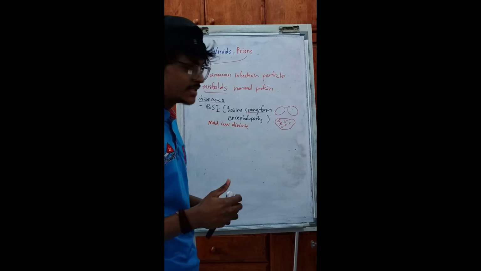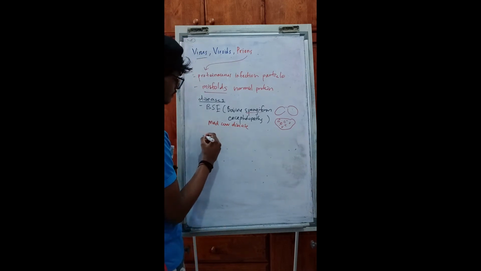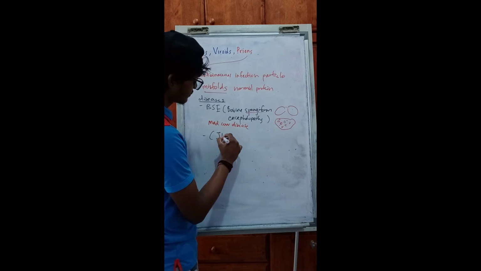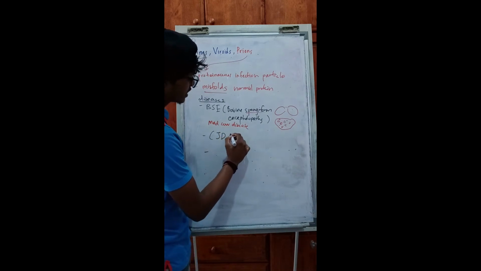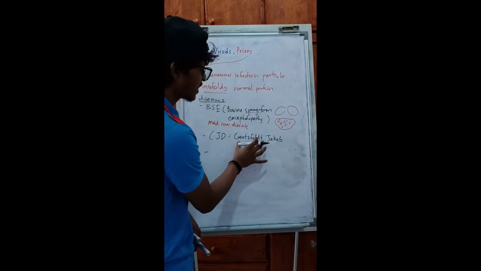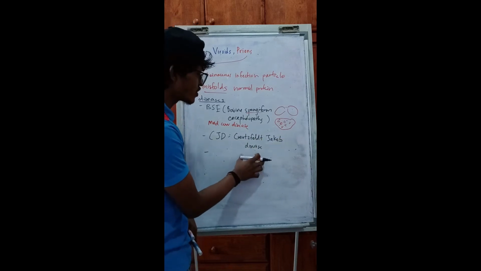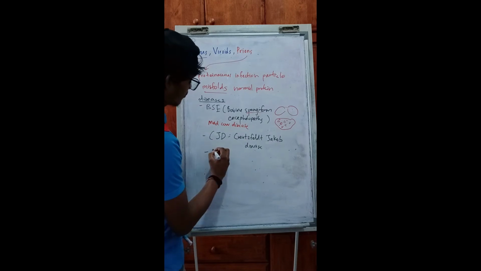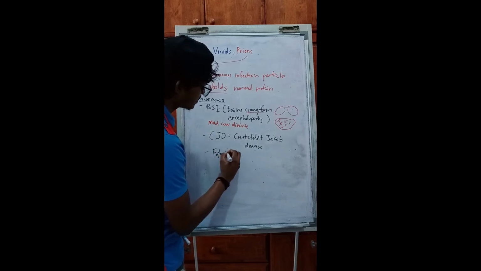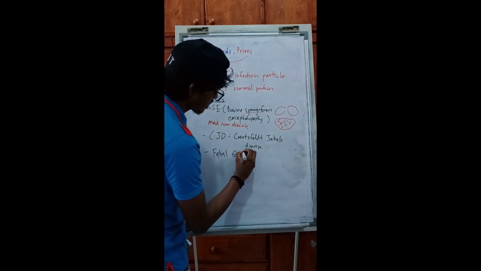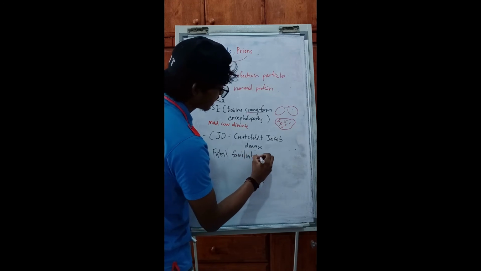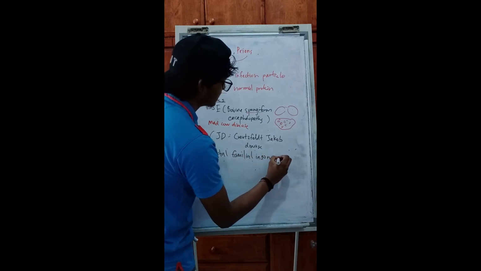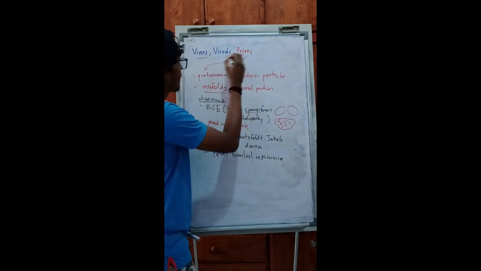So the next disease is CJD. This is a disease known as Creutzfeldt-Jakob disease, which occurs in humans. And then the last one will be fatal familial insomnia. So these are the diseases caused by prions.